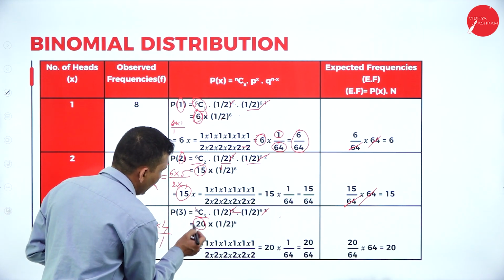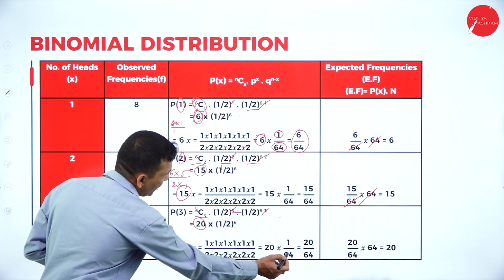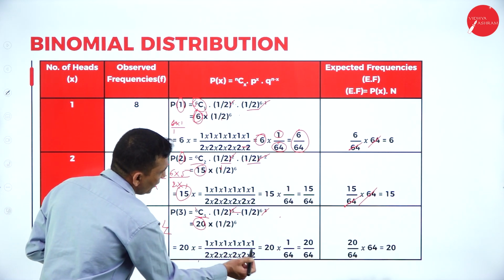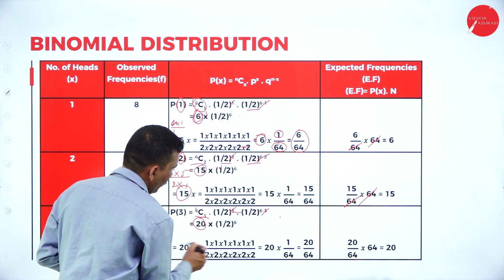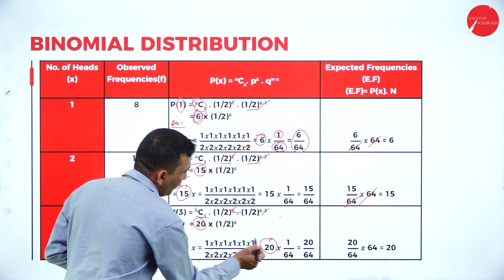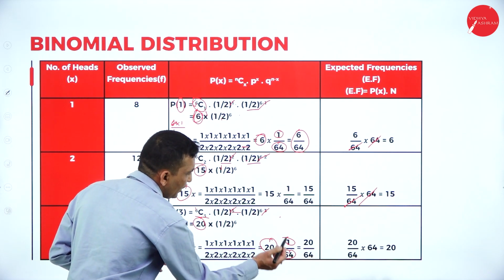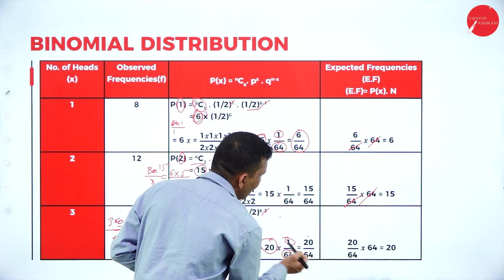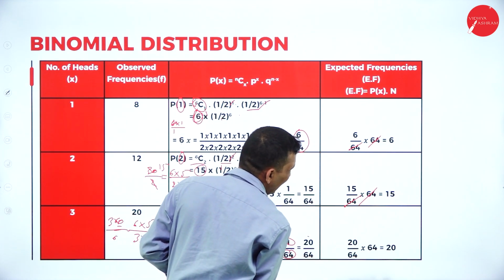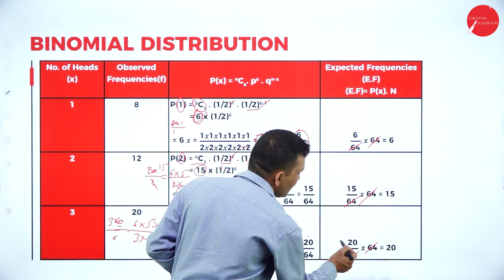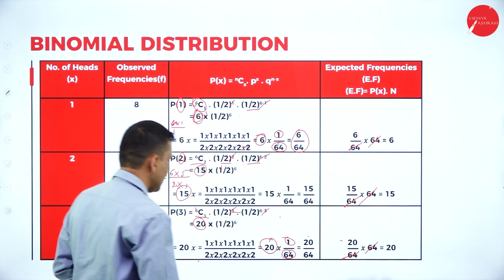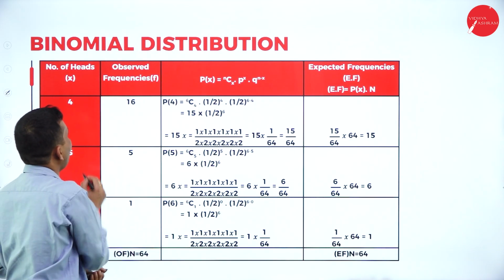So here the same thing, that 20 will carry, the 1 by 2 is multiplied 6 times. So the 20 as it is I am writing. If you multiply, numerator we are getting 1, denominator we are getting 64. Now the answer will be 20 by 64. Now you have to multiply with the frequency, 64 is common, so it is cancelled. Now 20 as it is. Moving on to the next variate, the fourth variate.